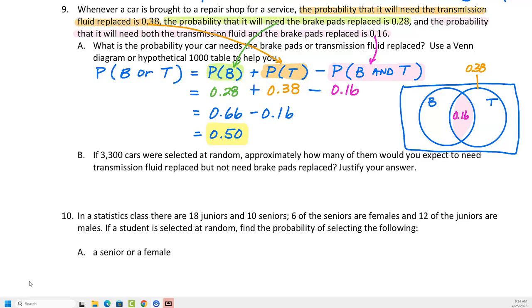Actually, let me put that in blue. And the probability that it needs brake pads, that's this whole section, that's 0.28. And when you subtract the 0.16, you're going to get 0.12. Okay, and I'm just going to tell you that this is 0.40 here, right? If you add those all up, it's got to add up to 1, right? So I did 1 minus the 0.12 minus the 0.16 minus the 0.22, and you got 0.40.